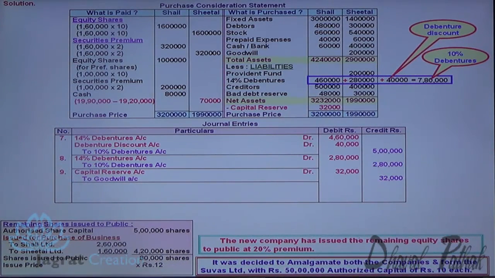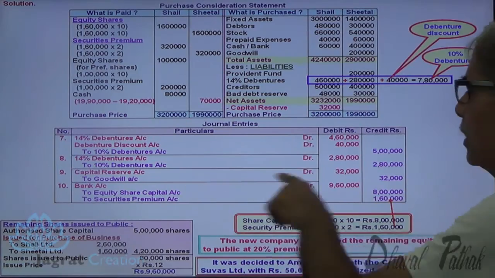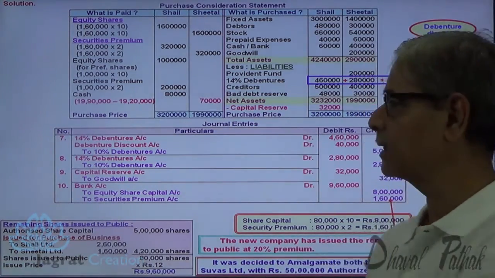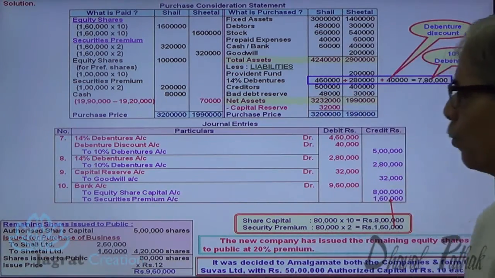So 80,000 into 12, that is the bank, that is the cash received. Against the capital account to be credited is 8 lakhs. And security premium to be credited at the rate of ₹2 per share, 1,60,000. So bank account debit, to equity share capital, to security premium. This is how the remaining shares issued to the public entry gets recorded. These are the other entries to be recorded over and above the business purchase entries.